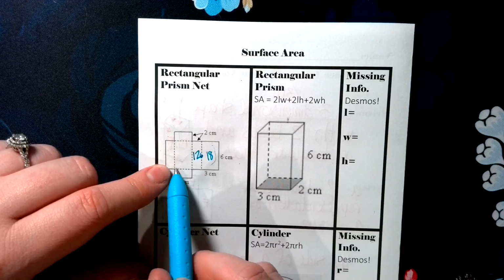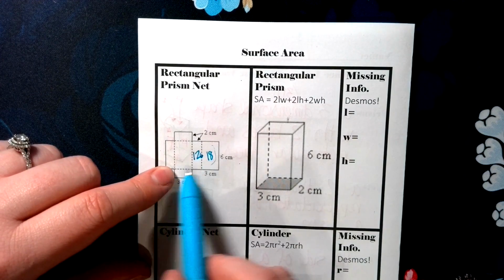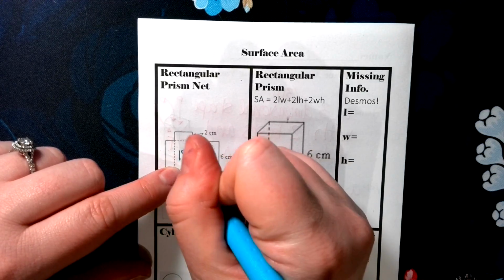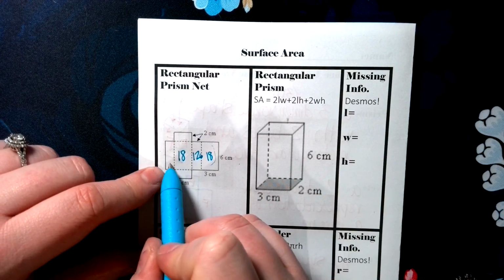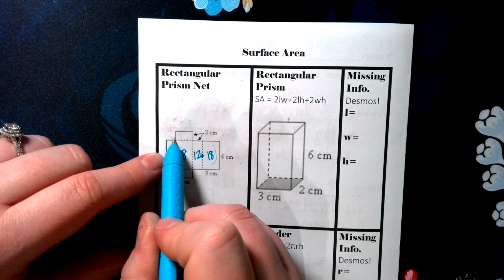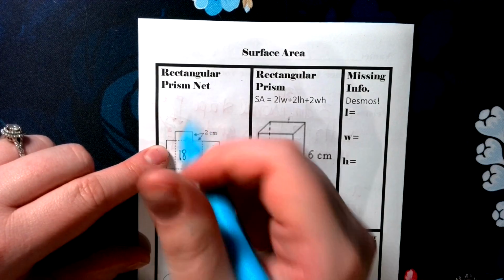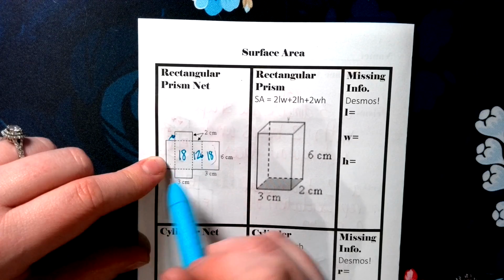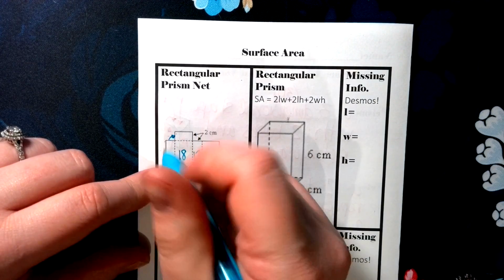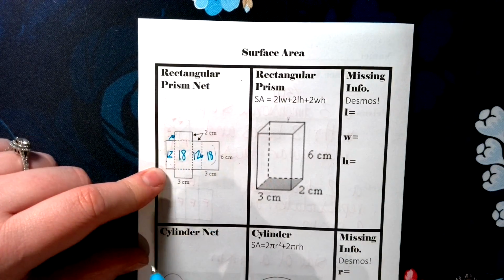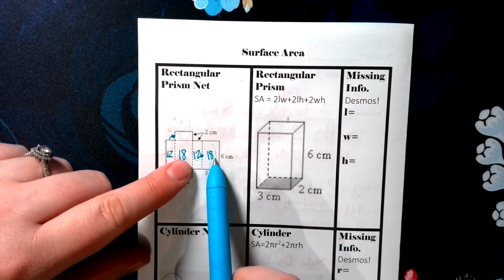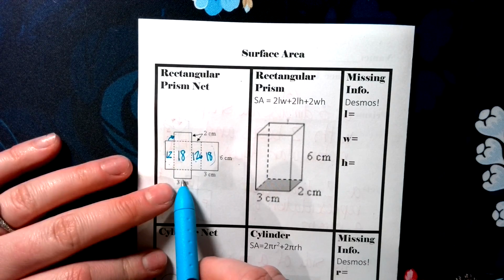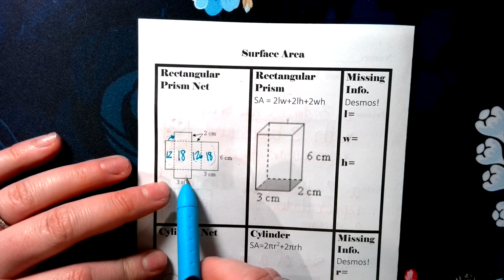This rectangle here, again, this bottom side is 3. This longer side here is 6. 3 times 6 is 18. And then this last one here, this is going to match up with that side there. So that means that this is also 2. This long side is still 6. So this is also going to be 12. Opposite faces match.